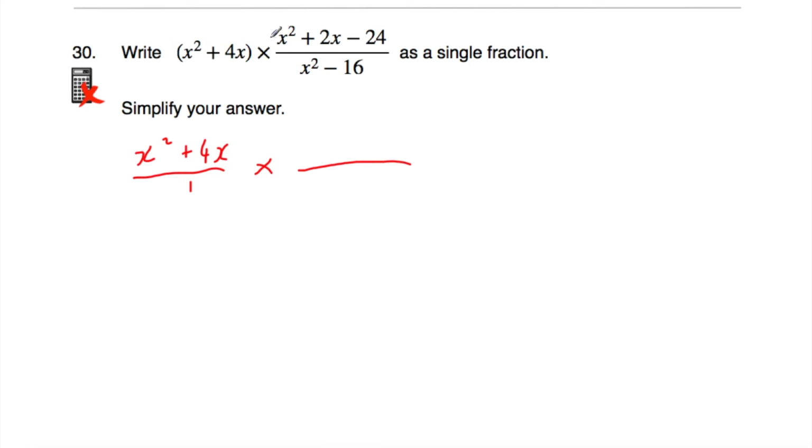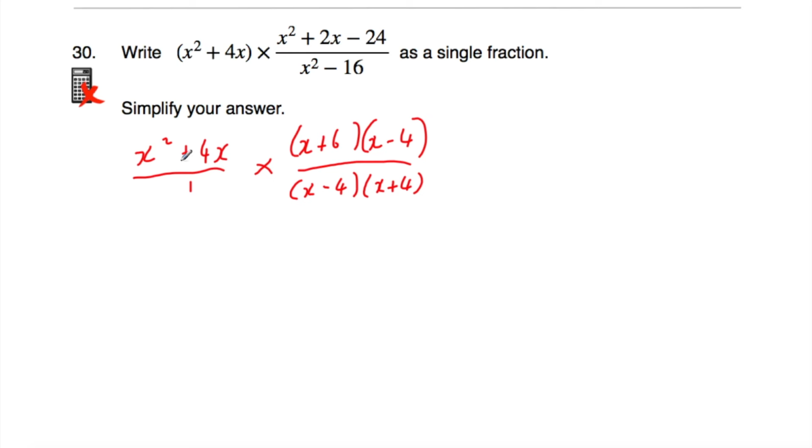And I'm actually just going to factorize these. So I'm going to factorize the numerator and I'm going to factorize the denominator. The denominator is quite nice. It's the difference between two squares. So that's going to be (x minus 4)(x plus 4), because obviously these are both square numbers and we've got that minus sign. And then in terms of the numerator, we're going to have an x and an x. We want two numbers that multiply together to be minus 24 and add together to be 2. So I'm thinking plus 6 and minus 4.